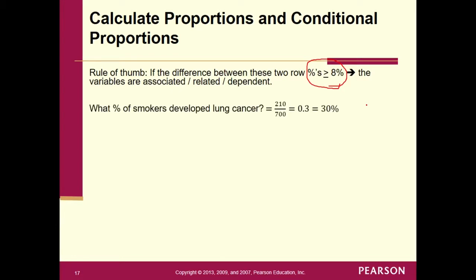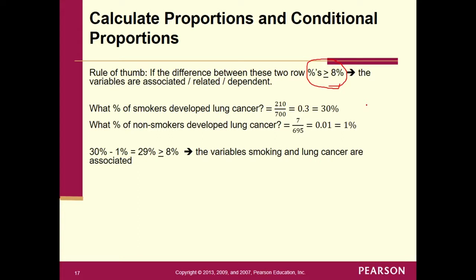So what do we have? Remember, we have the 30% for the one group. We had the 1% for the other group. So the difference means we've got to do a subtraction between the 2. So notice what I did here. I took the 30% minus the 1%. We got 29%. That's greater than or equal to 8%. Okay. Oh, I see greater than or equal to 8%. The variables are associated. They are related. They are dependent. So if these were the numbers, we would say the variables smoking and lung cancer are associated with one another. They are related. One is dependent upon the other.